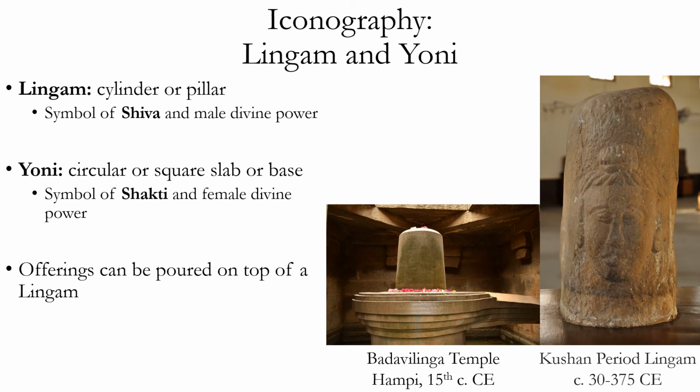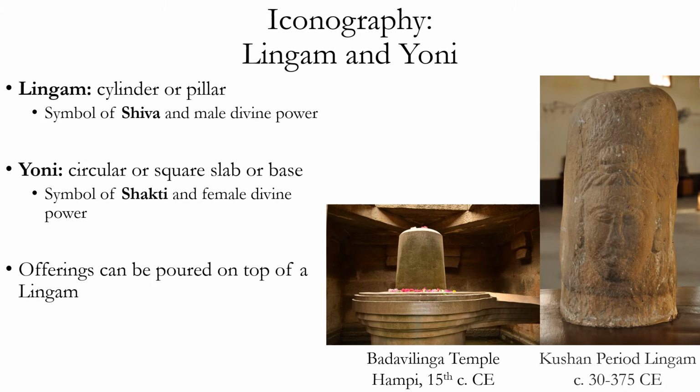Some of the early examples of lingams actually look like a human penis or phallus, and so it is connected with masculinity, but it's mainly just depicted abstractly nowadays as a stone cylinder. You can even see in these ancient examples of lingams that they're quite abstract. They look like short pillars. The one on the far right is from the Kushan period, and it dates to around 30 to 375 CE. It also has depicted a head of Shiva.